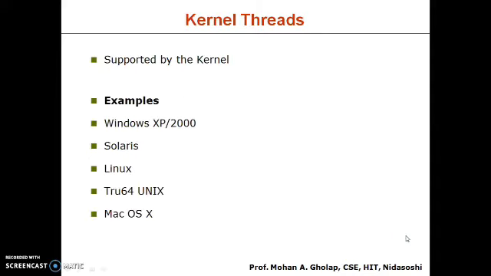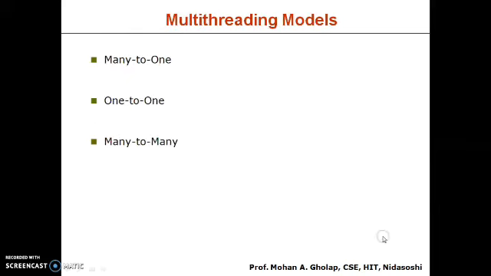Next, we have the kernel threads. As the name itself indicates, these are the threads that are supported by the kernel, and these will run in the kernel space. Examples of systems that support these include Windows XP or 2000, Solaris, Linux, Unix, and Mac OS X. Next we'll see the multi-threading models. To understand how multi-threading approaches are handled, we have three models: many-to-one, one-to-one, and many-to-many. We'll discuss these one by one in detail.